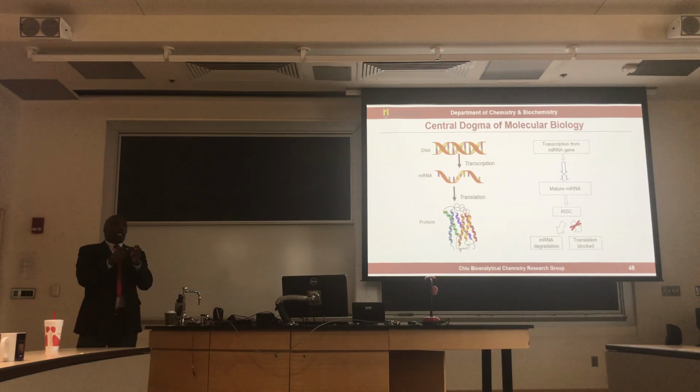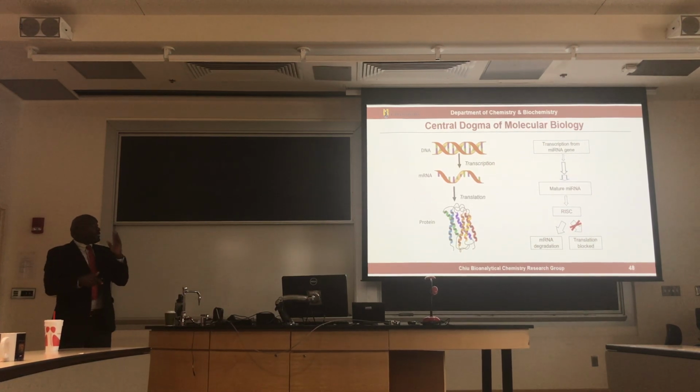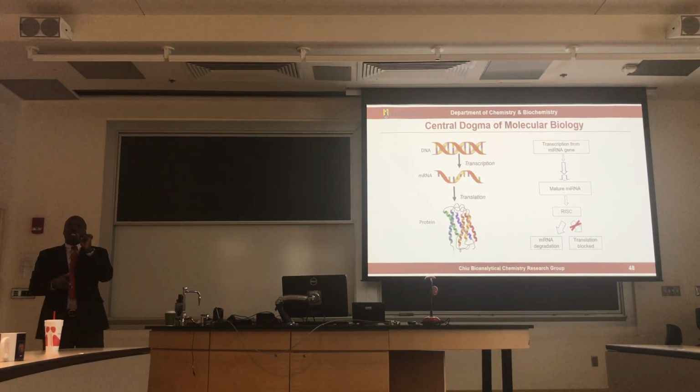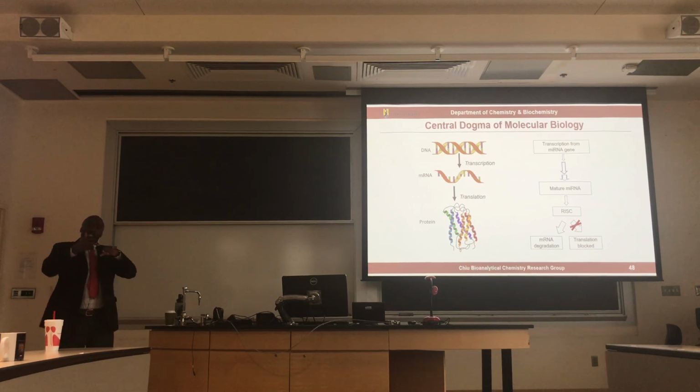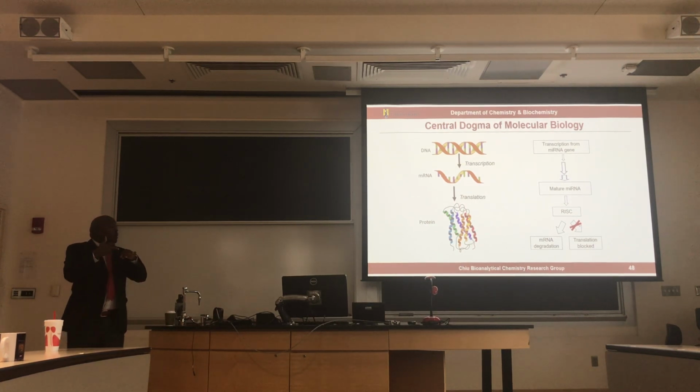Several enzymes act on it, for example Dicer and Drosha, until these microRNAs become mature. Initially they are double-stranded, but as they mature, the microRNA becomes single-stranded. Once it matures and is about 22 nucleotides long, it lodges itself into what we call the RNA-induced silencing complex. So it gets loaded into the RNA-induced silencing complex.